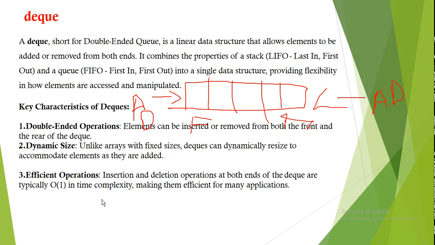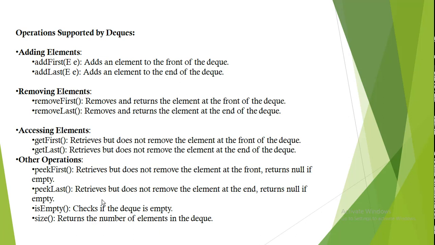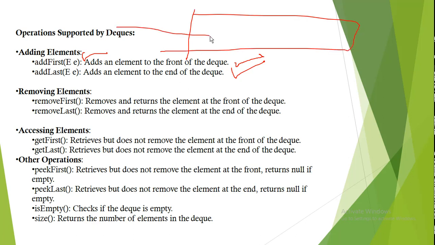So let us see some examples over here. Before that, we will see what all the operations we will be doing. For adding data, we will be using two methods, that is add first and add last. Imagine this is the array. If you want to add from the first, you will use add first, and if you want to add the data at the last, you will use add last.